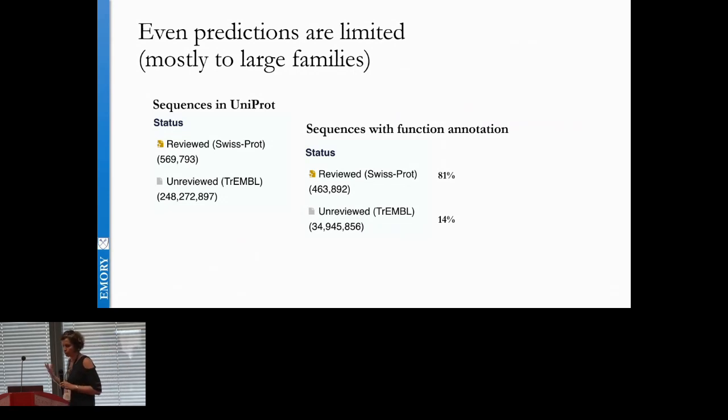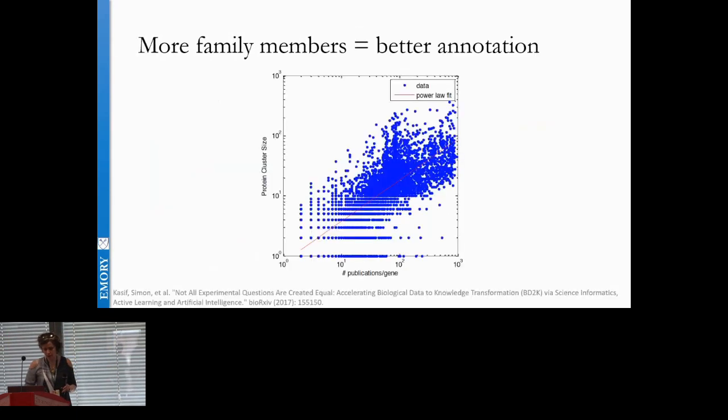But this is how we live, right? We've got limited annotations. And then over time, you realize that everything that you would like to evaluate and study, someone had tried before. So here's a 2017 Simon Kassif paper where he actually relates the number of protein family members to the number of publications on the topic. So the more protein family members there are, the more studies there are.